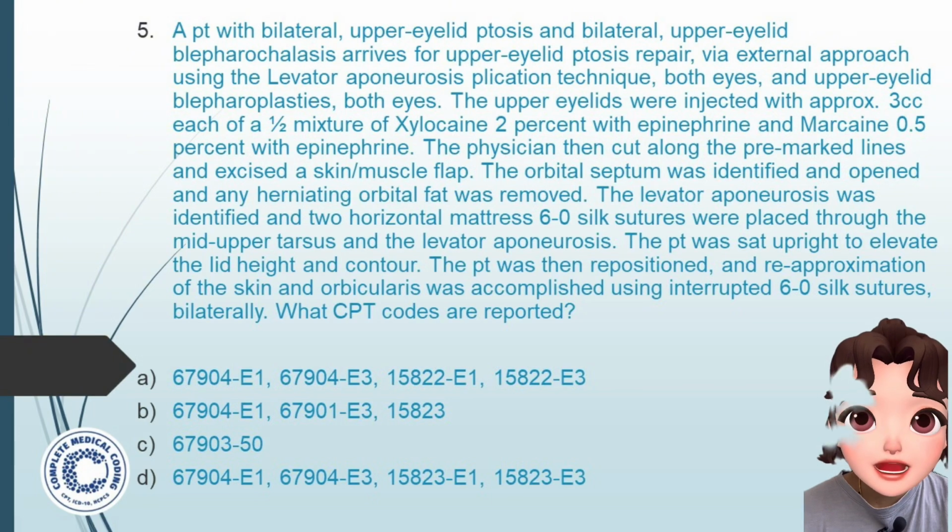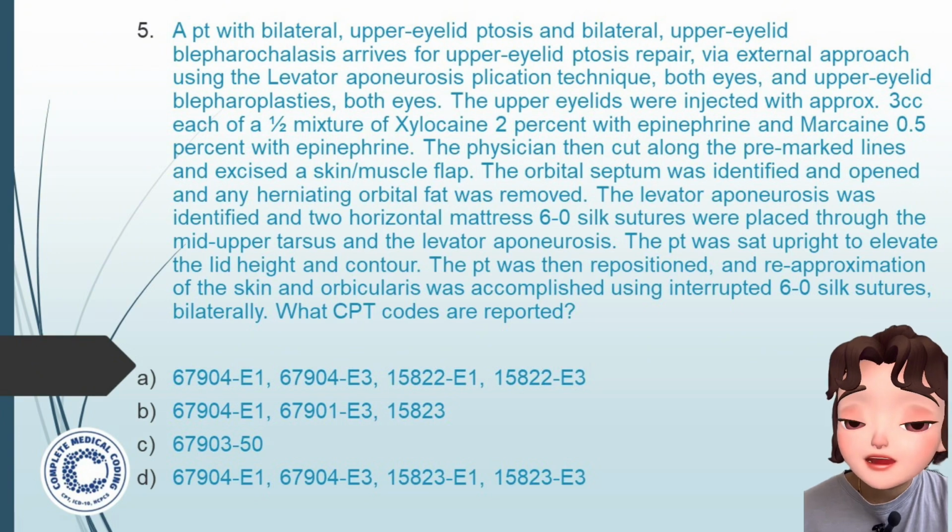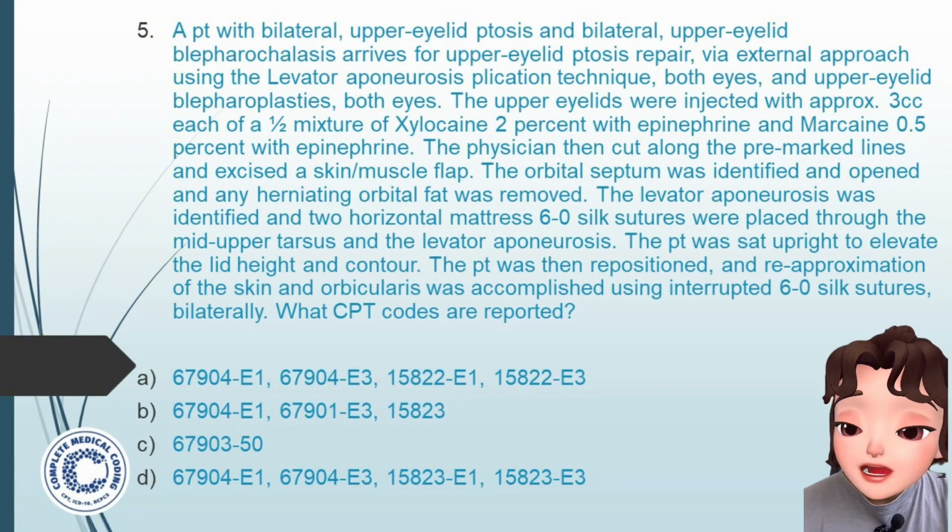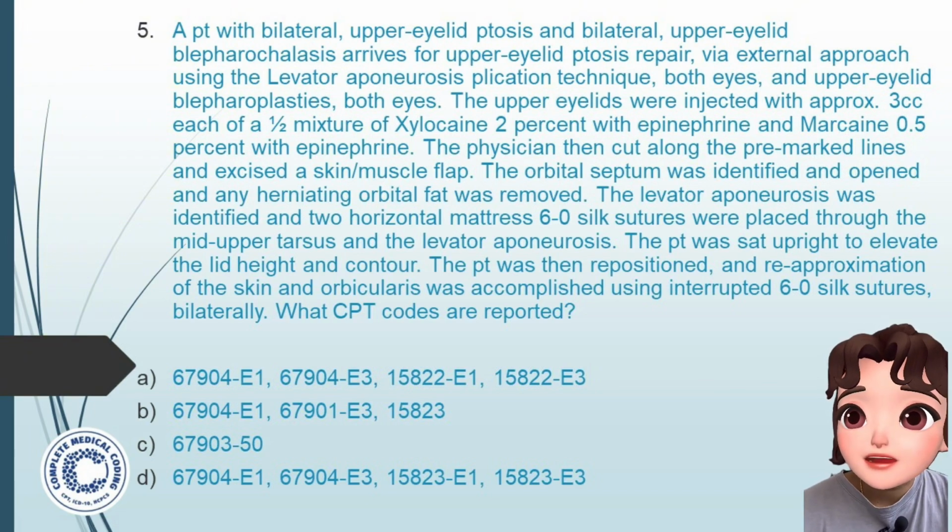Now one more procedure is carried out, that is blepharoplasty of both eyes. So you have to check the other codes mentioned here, 15822 and 15823. What is 15822? Blepharoplasty upper eyelid, and 15823, blepharoplasty upper eyelid with excessive skin weighting down lid. Okay, so excessive skin weighting down lid. Is there anything mentioned like that in the question?